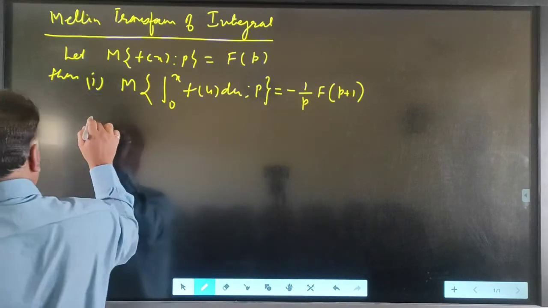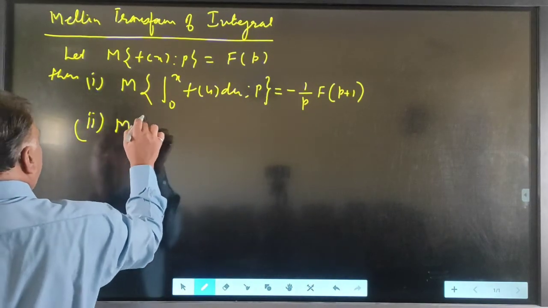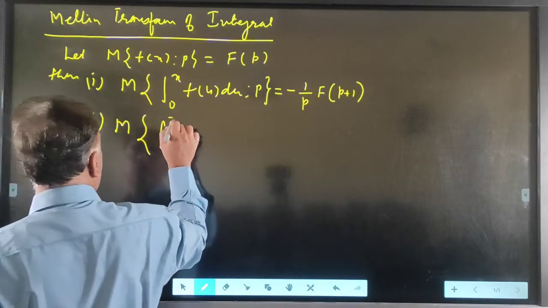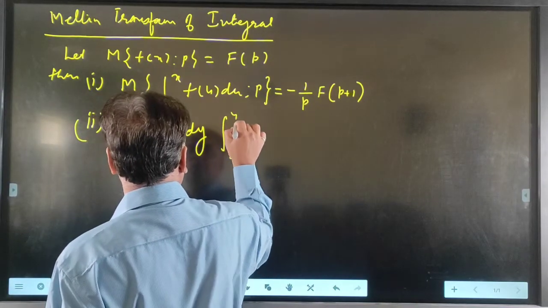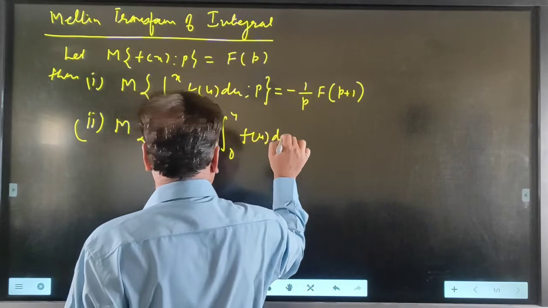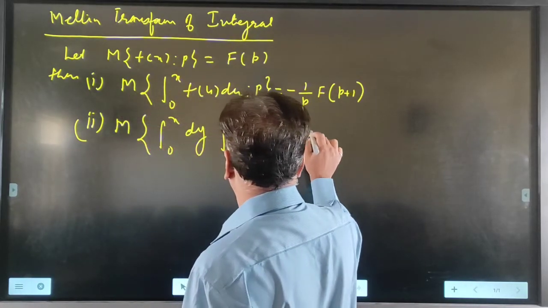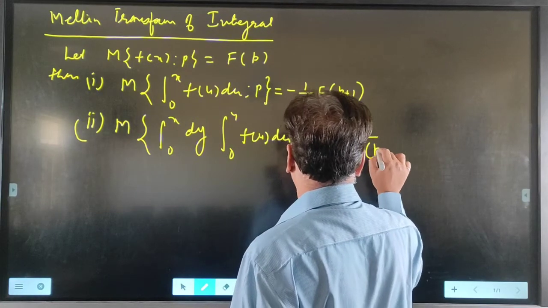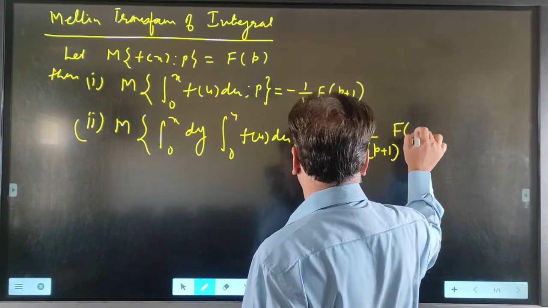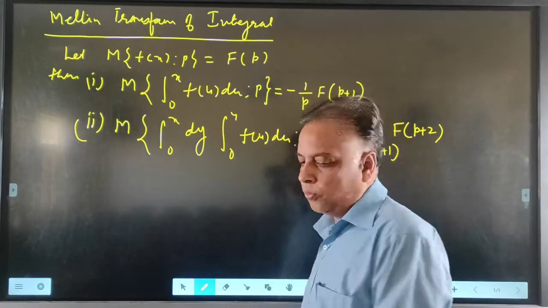And the second result is the Mellin transform of the function, the integral from 0 to x dy of the integral from 0 to y of f(u) du, with respect to parameter p, is equal to 1 upon p into (p plus 1) F(p plus 2).